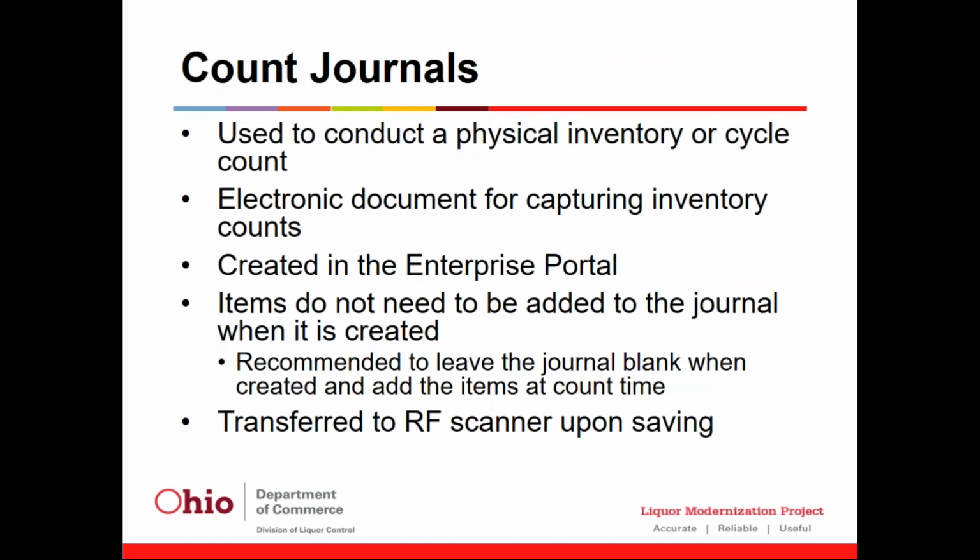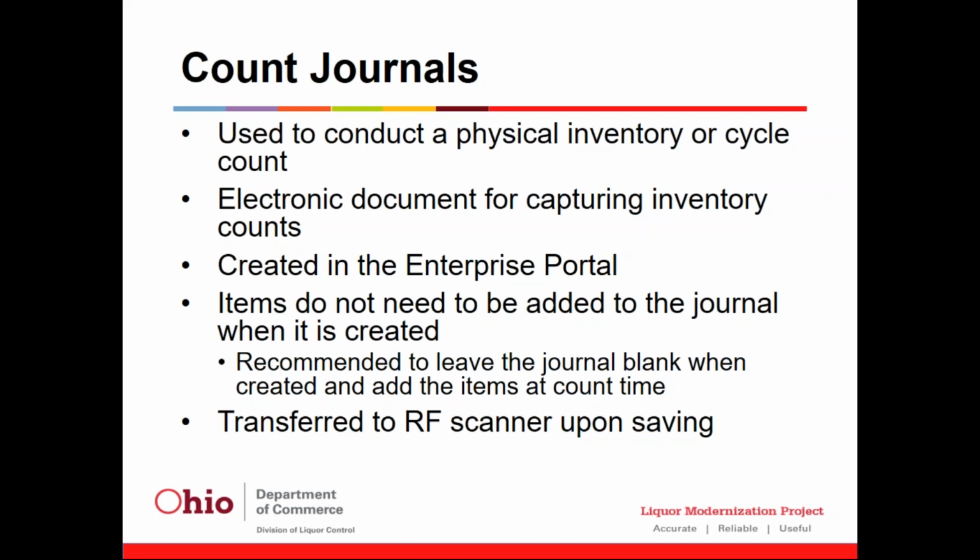So let's talk about count journals. They're used to conduct a physical inventory or cycle count, and think of them as an electronic document for capturing all of the counts that you're doing. This is the first thing that you're going to do to kick off your counts, and you create them in the enterprise portal. Now, when you create the count journal, you do not need to add items to the journal manually at that time. In fact, we recommend that you don't.